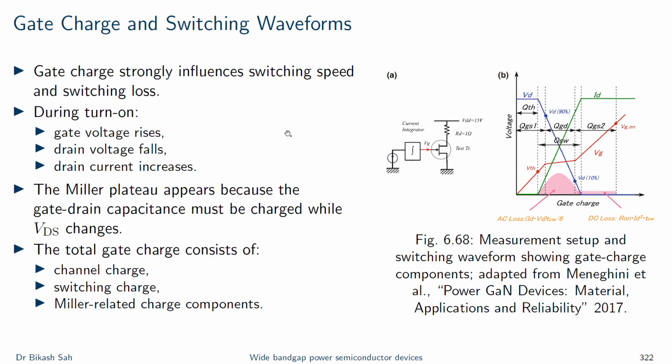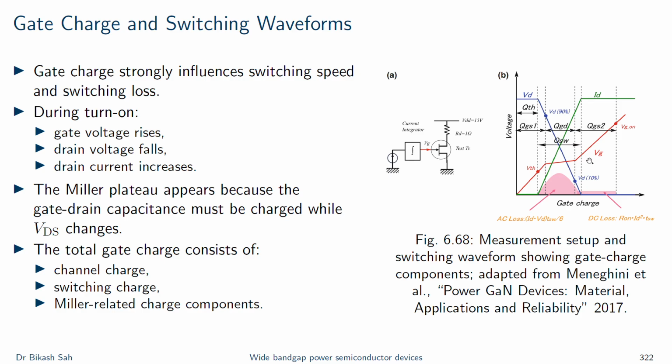Now let's move forward to the gate charge and switching waveforms. This slide is trying to link the device physics to the switching waveform. So during turn on, what will actually happen, and during turn off, what could be the possible thing. Let's start with the turn on. During turn on, what exactly would happen? The gate voltage generally rises, right? So this is what you can see in here, that there is a small rise in the gate voltage, then there is a stable point, and then again an increase.